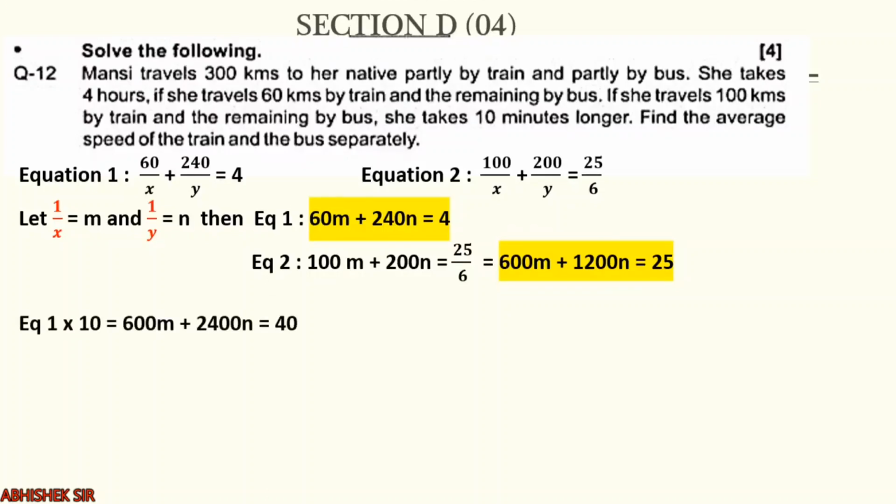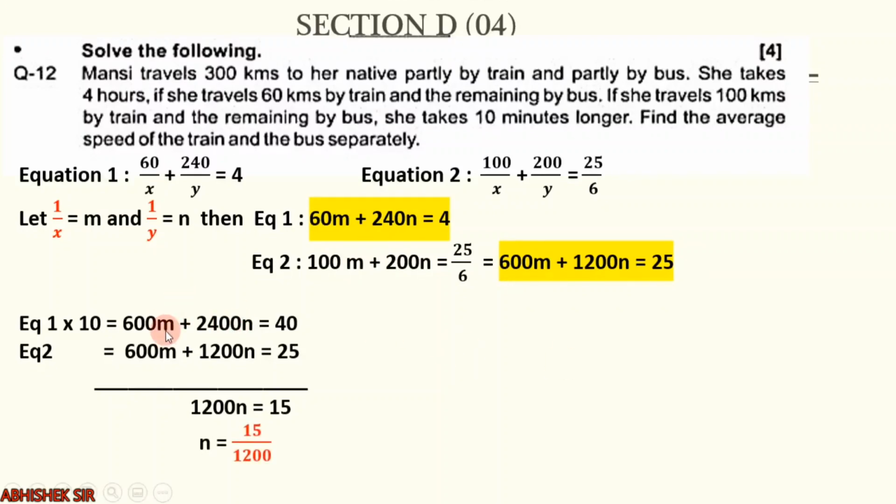So you see, equation 1 is 60m and 240n. To make the m coefficient equal, I have to multiply it by 10. So 600m plus 2400n equals 4 into 10, 40. The second equation will be as it is, 600m plus 1200n equals 25. So now if you do the elimination method, you will get 1200n. That means 600m will be cancelled, 2400 minus 1200 is 1200n, and 40 minus 25 is 15. So n equals 15 by 1200, or n equals 1 upon 80.